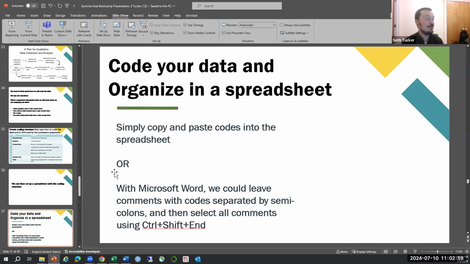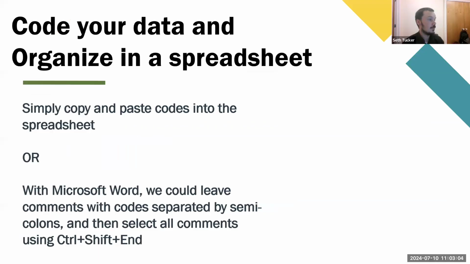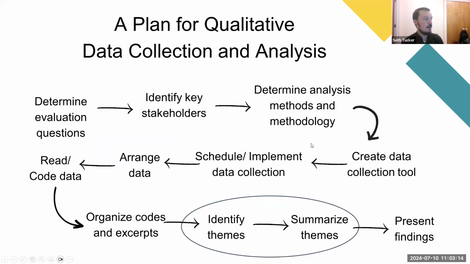So once we have all of our codes in a spreadsheet, whether that's copying and pasting, or doing that kind of Microsoft Word method where we do comments and then select everything together, everything is in our spreadsheet. And now we have to start figuring out how we want to analyze that data to identify and summarize themes of that data.